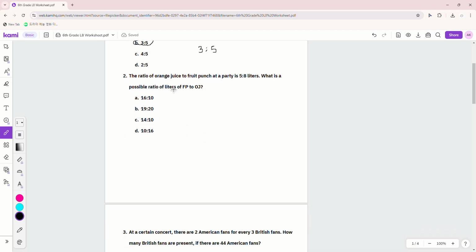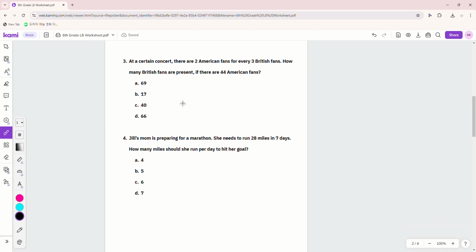The ratio of orange juice to fruit punch at a party is 5 to 8 liters. What is the possible ratio of liters of fruit punch to orange juice? So fruit punch to orange juice is 8 to 5. And if you multiply each by 2, you get 16 and 10, which is a 16 to 10.